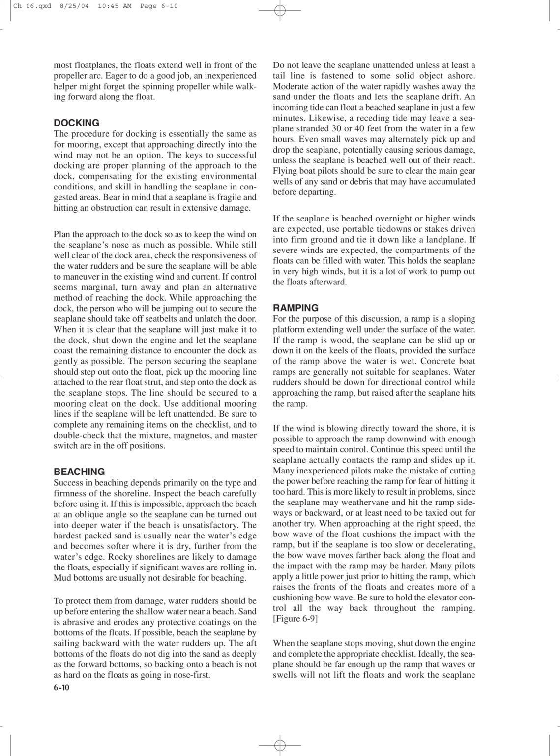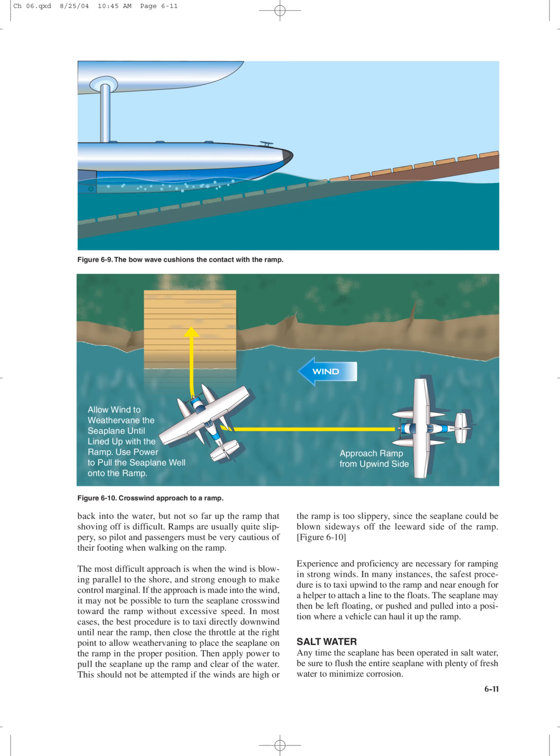Figure 6.9. When the seaplane stops moving, shut down the engine and complete the appropriate checklist. Ideally, the seaplane should be far enough up the ramp that waves or swells will not lift the floats and work the seaplane back into the water, but not so far up the ramp that shoving off is difficult. Ramps are usually quite slippery, so pilot and passengers must be very cautious of their footing when walking on the ramp.